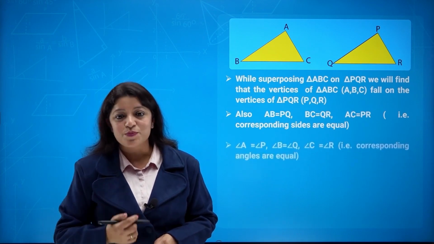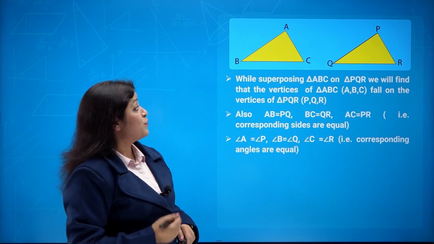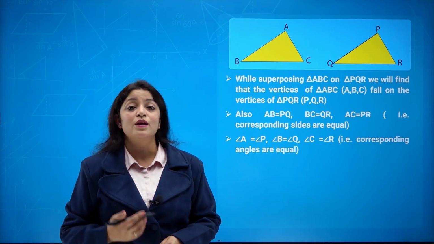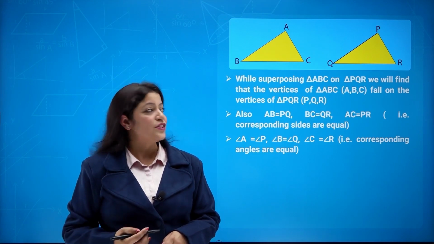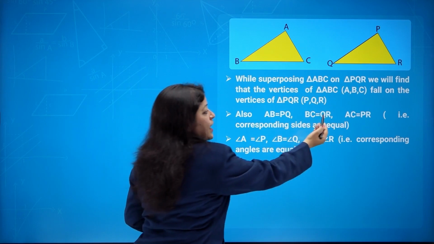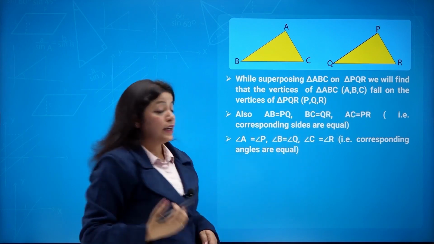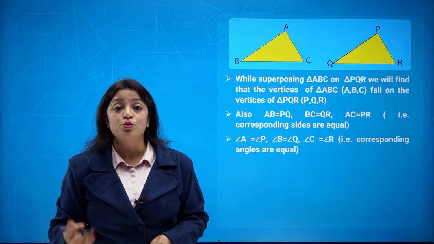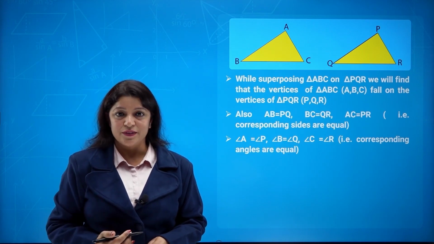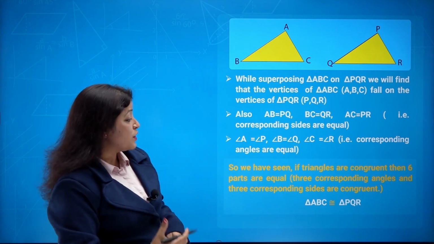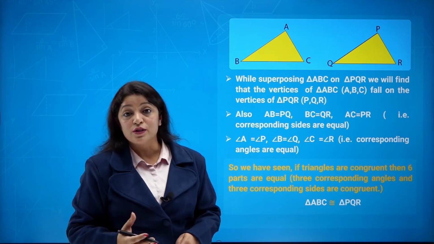So here let us proceed. In this also we have observed that angle A is equal to angle P, angle B is equal to angle Q, and angle C is equal to angle R. So from this we can see there are 3 sides and 3 angles. That means in all there are 6 corresponding parts in 2 congruent triangles. Now here we can see, after observing this, that there are 6 parts over here.